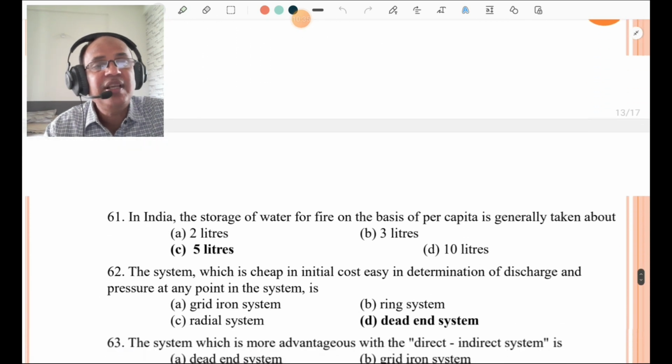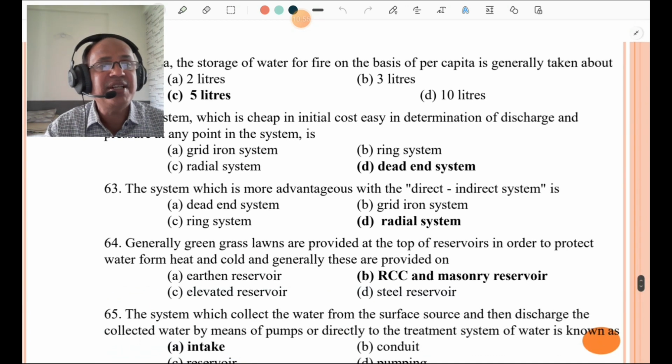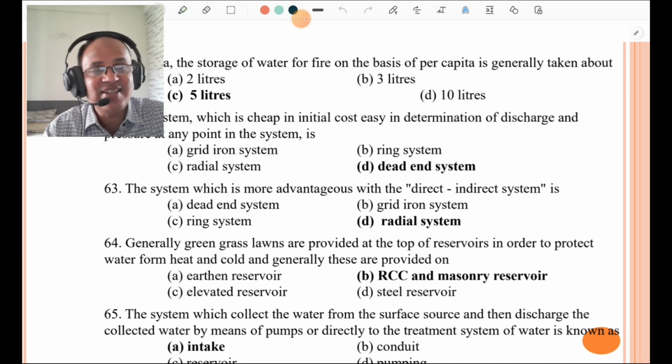In India, the storage of water for firefighting on the basis of per capita is generally taken about 5 liters per capita, means per person. The system which is cheap in the initial cost, easy in determination of discharge and pressure at any point in the system, we already discussed, it is dead end system. The system which is more advantageous with the direct indirect system is radial system. Generally, green grass lawns are provided at the top of reservoirs in order to protect the water from heat and cold, and generally these are provided on RCC or masonry reservoirs.